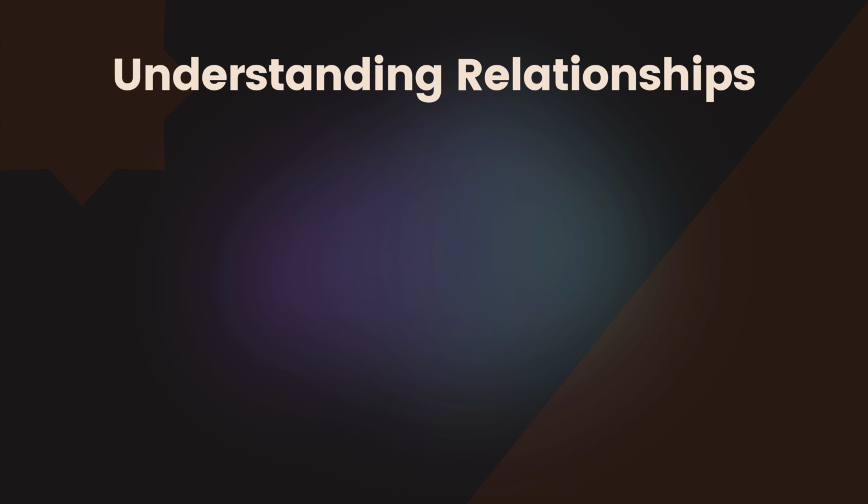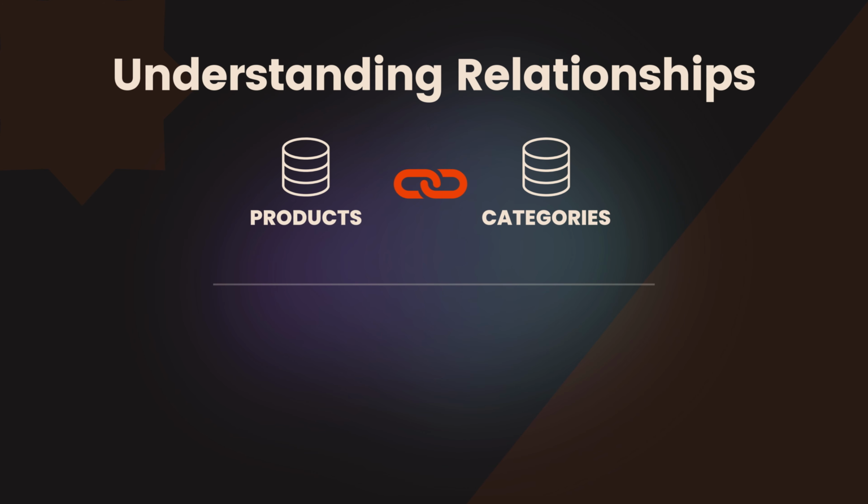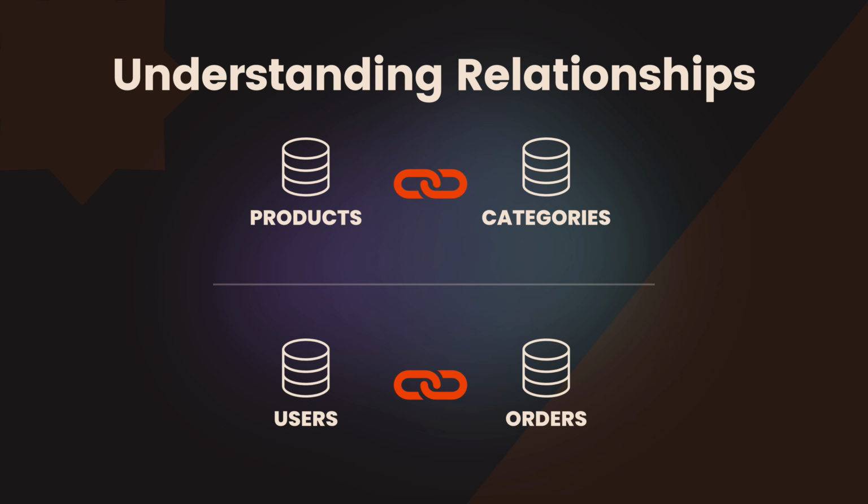For example, in an e-commerce project, you might link a products collection with a categories collection or a users collection with an orders collection. These relationships provide flexibility in how data is stored and retrieved, improving both scalability and maintainability.